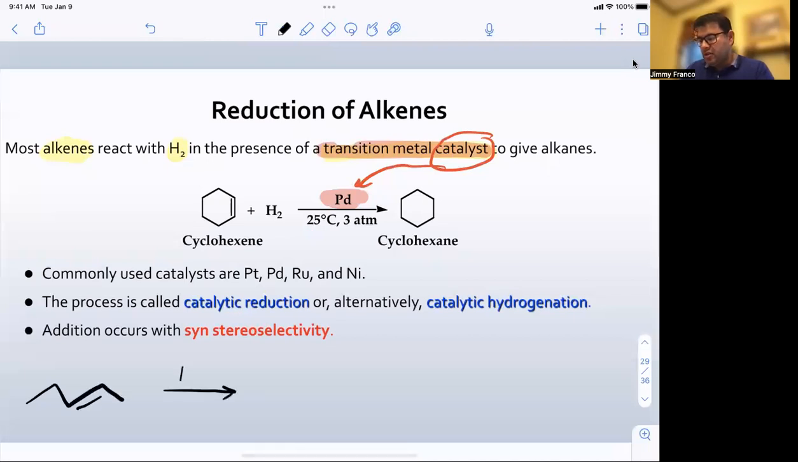The reaction would just be H2 and some catalyst. You could write the temperature, the pressure. So sometimes you'll see it, sometimes you'll just see it generically as hydrogen over some metal catalyst. So go ahead, pause the video, give it a try, and then we'll do it together.